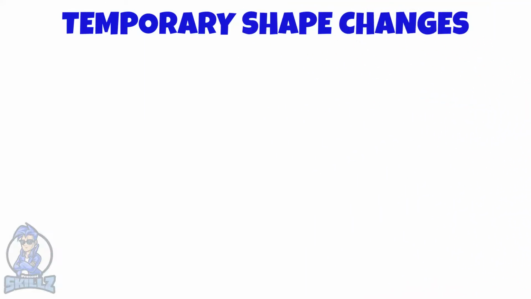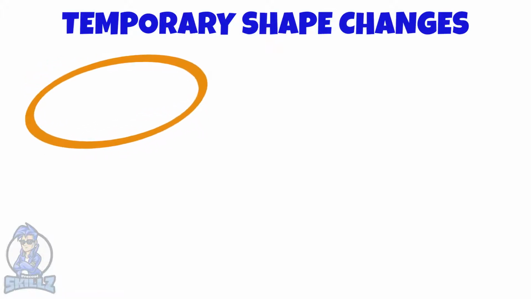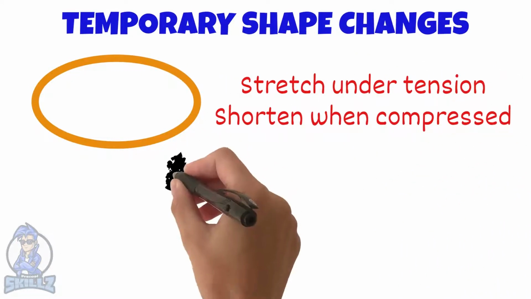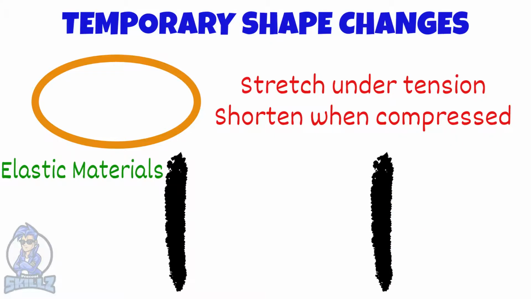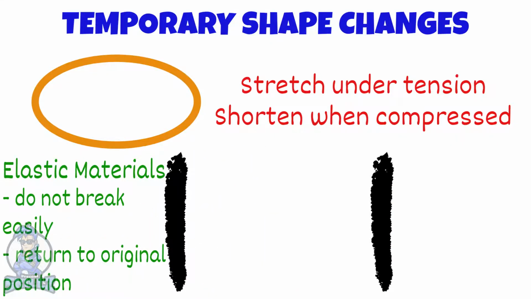Let's find out a bit more about temporary changes of shape. For example, if you apply a force to an elastic band, it will stretch, get longer, meaning its shape changes. All materials will stretch under tension or shorten when compressed. Elastic materials do not break easily and usually return to their original position after a stretch or a squash.